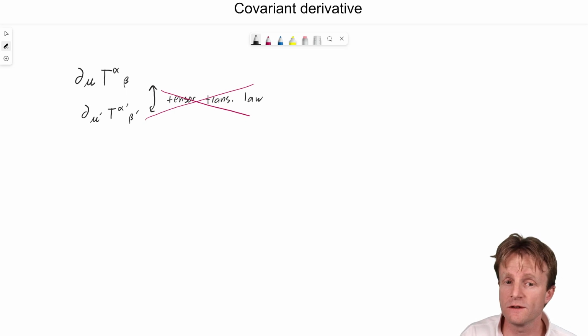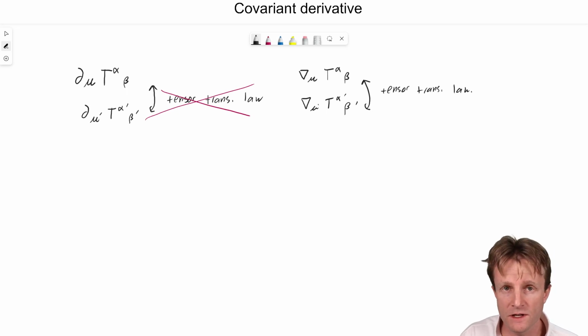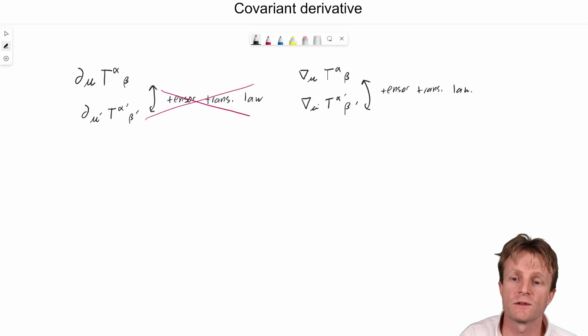And what we're going to do to fix it up is introduce a covariant derivative, denoted by the upside-down triangle symbol. And that is going to have the property that you could do it in two different coordinate systems, and the result you get would be related by the tensor transformation law. And by the end of the video, we'll have a formula for this covariant derivative.